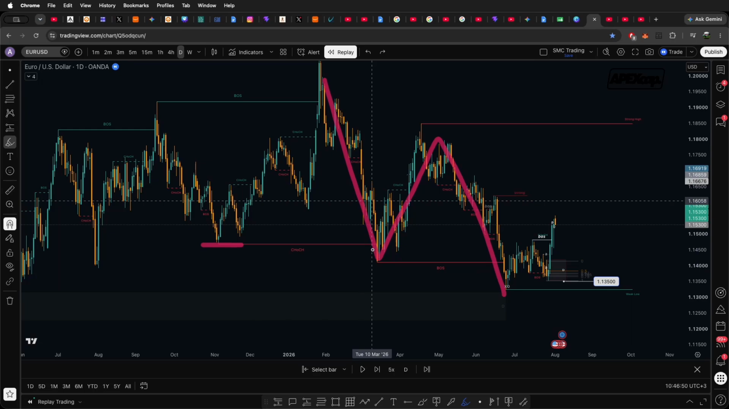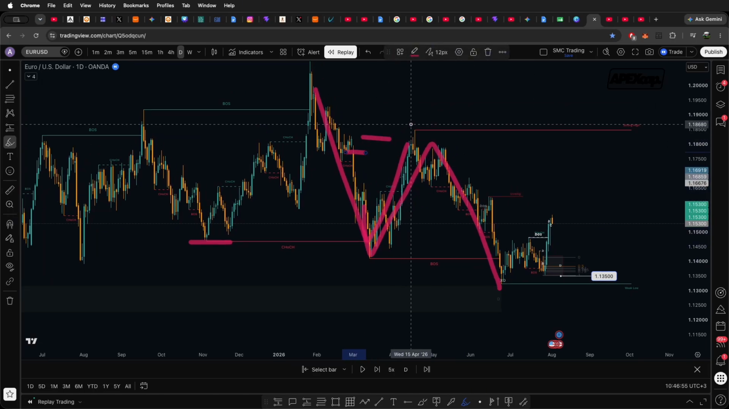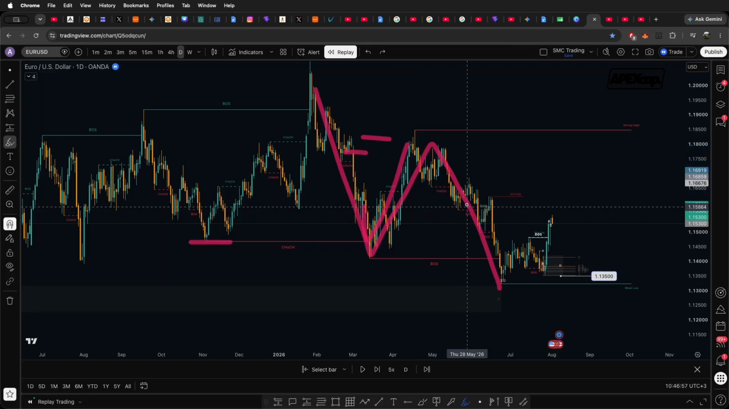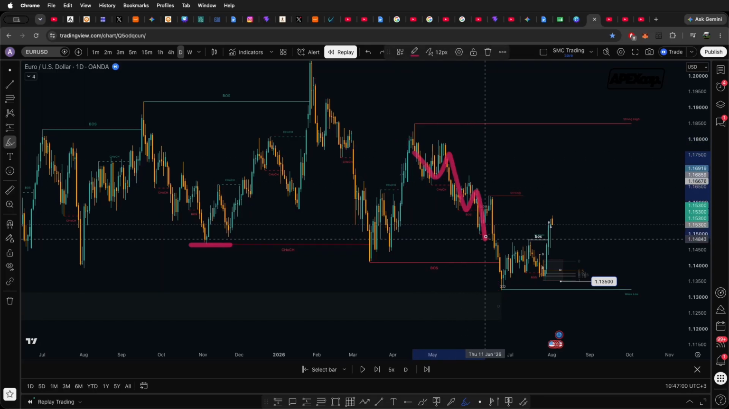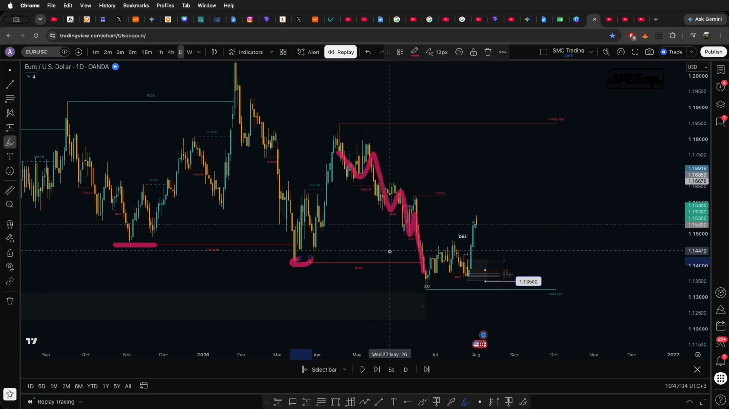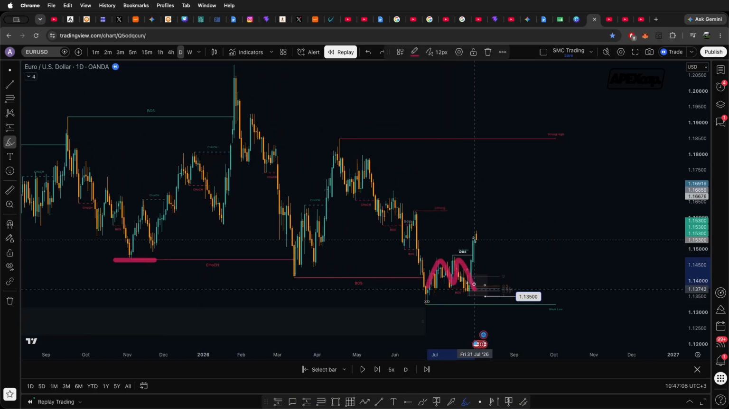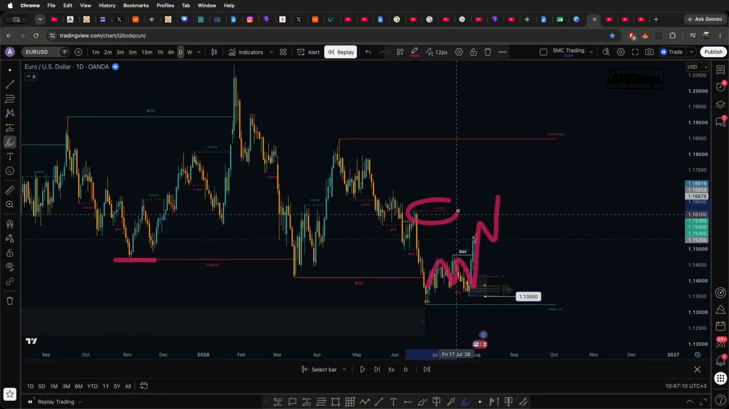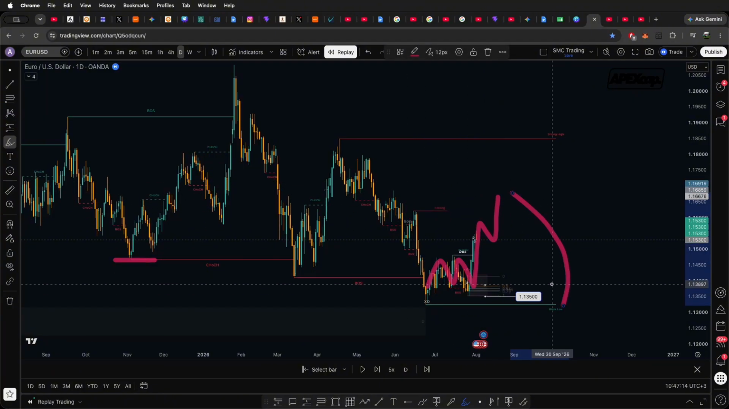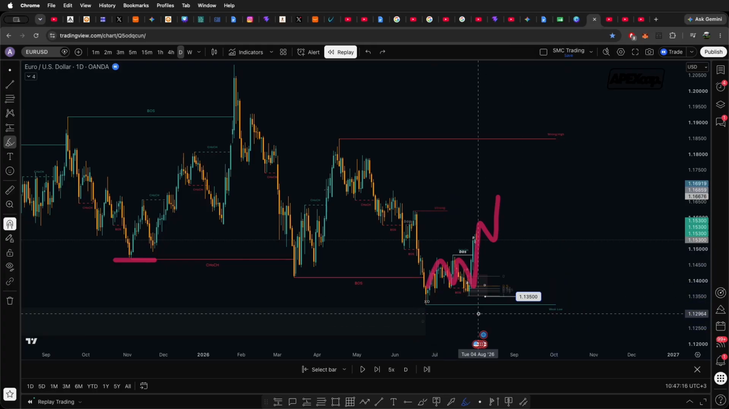Once we took out that liquidity, price again reversed, came into a premium level right there, just above equilibrium, and then pushed onto the downside in terms of internal structure, came and targeted these external lows down here. Once we took those out, then potentially we could be in this pullback phase, coming into again equilibrium or premium prices before we now start swinging to target these external lows.